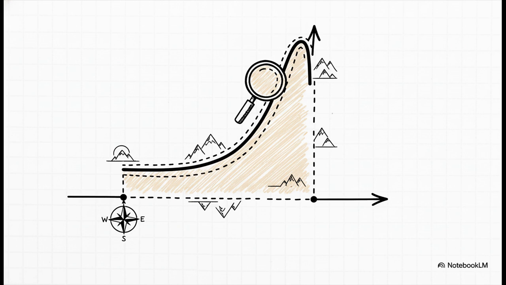So take a look at this graph. This curve right here, this tells you basically everything you need to know about a diode's personality. Think of it as our roadmap. Our job today is to learn how to read every single twist and turn on it.